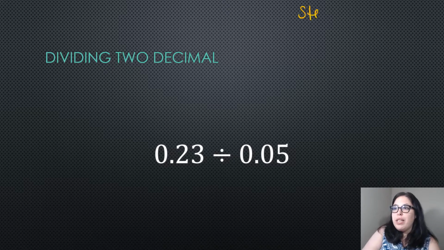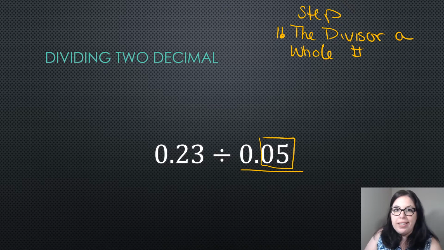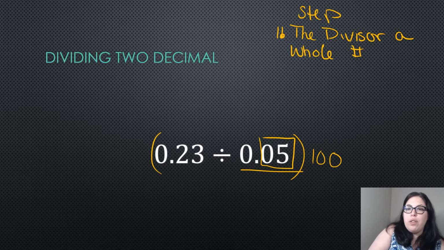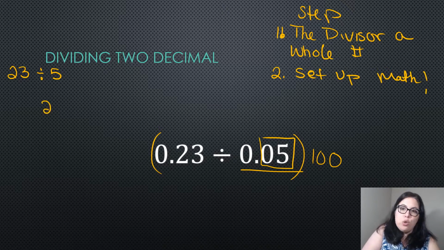The first step is still the same, okay? I need to make the divisor a whole number. And that's this number. And as you can see, I have 2 decimal places I need to get rid of, which means I'm multiplying by 100. Well, if I do that, my new problem is 23 divided by 5. So now, set up problem. All right, so 23 is on the inside, 5 is on the outside.